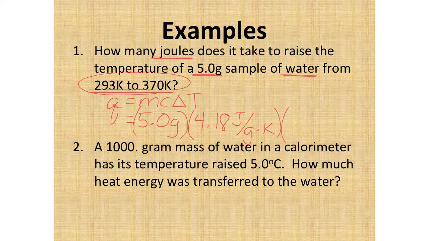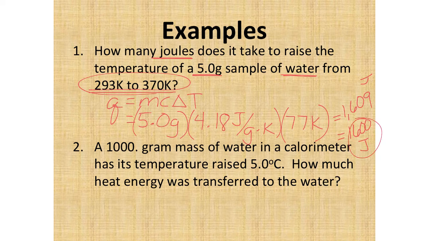Then you multiply by delta T, which would be 77. So 370 minus 293. All right, then we put that into our calculator. So 5 times 4.18 times 77 gives us a value of 1,609.3 joules. We only want two significant figures, so that would be 1,600 joules.